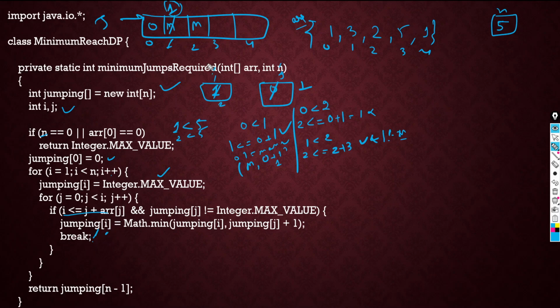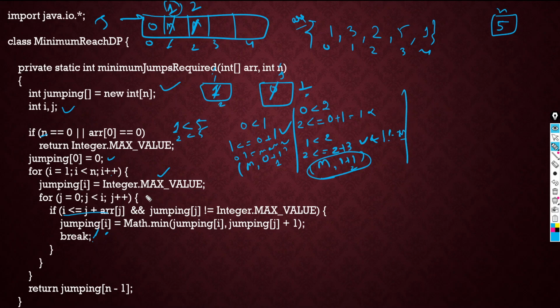Jumping of I, which is 1. Jumping of jumping of I, which is 2. We have to place the maximum of jumping of I. Jumping of I2 is equal to max, comma, jumping of j is 1, 1 plus 1 is equal to 2. So the minimum from this, what will it be? It will be 2. Here we are going to place it as 2.